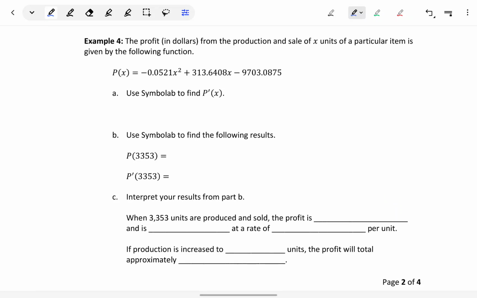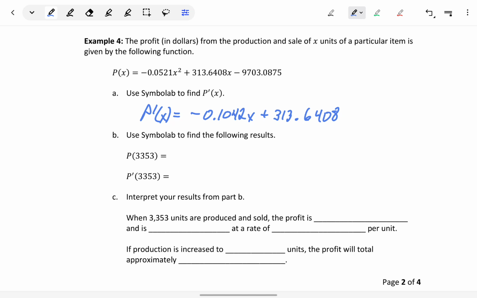Example 4 is going to be similar, but now we're dealing with a profit function. We would still start off by finding P prime of X, which is the marginal profit function. And using Symbolab, we could find that that's negative 0.1042x plus 313.6408.